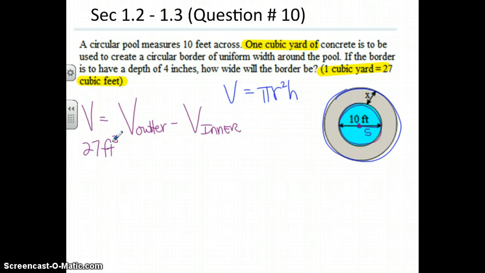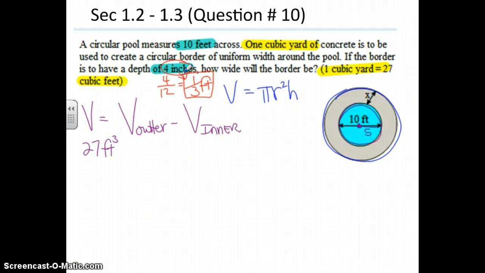So I think I want to convert everything into feet, and I do have a problem with conversions here because some things are in feet, but it looks like some things are in inches. So I better be careful about these 4 inches. Since there's 12 inches in a foot, I think 4 inches is about equal to 1/3 of a foot.